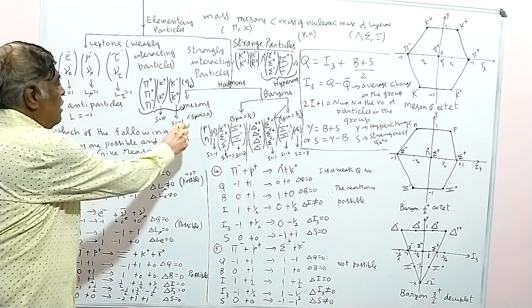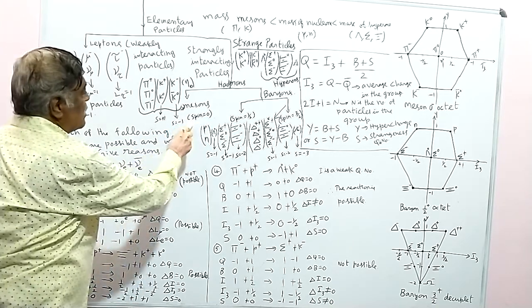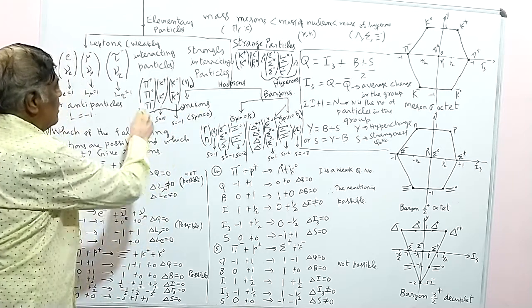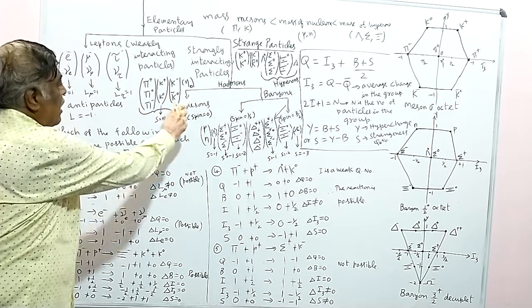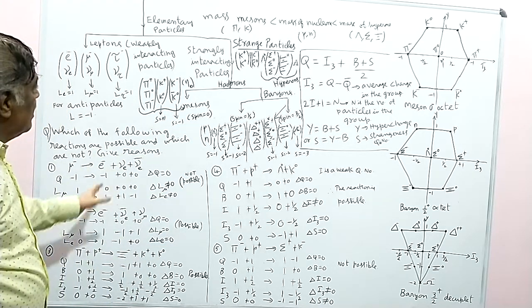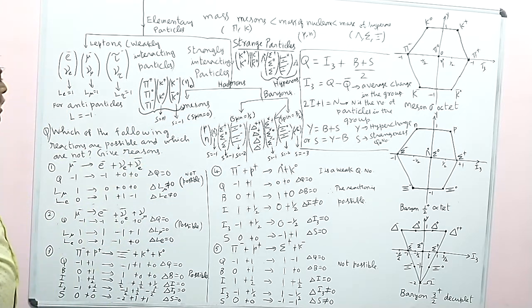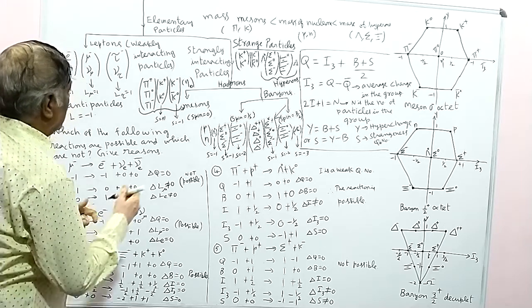According to the spin, when spin is 0, they are called mesons: the pi mesons, K mesons, and eta 0 mesons. They are meson particles.